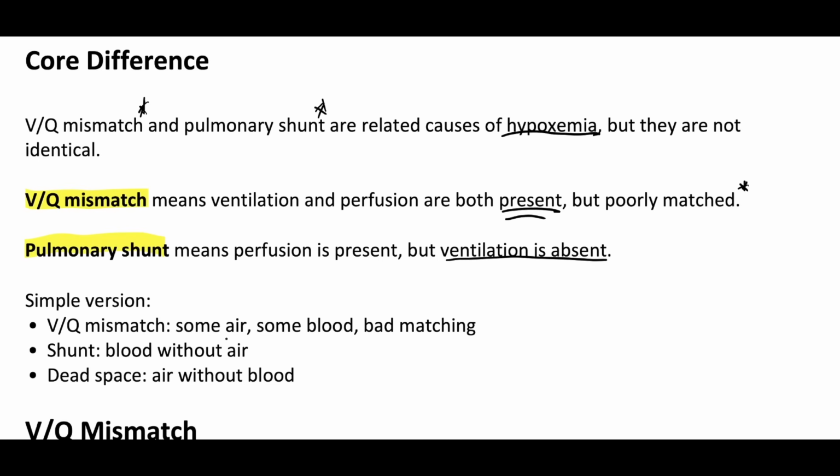So more simply, VQ mismatch, there's some air, there's some blood, but it is poorly matched. Shunt is there's blood, but there is no air. And then dead space, we put air without blood, but we probably won't dive into that here.